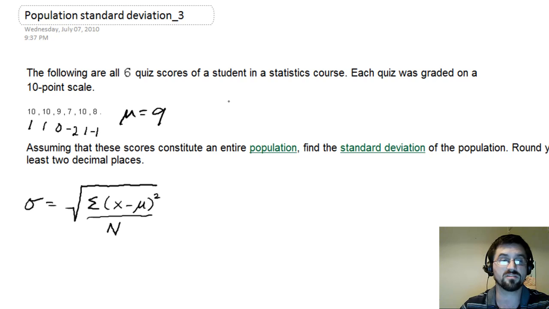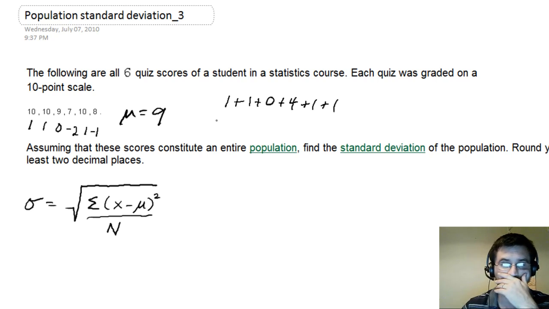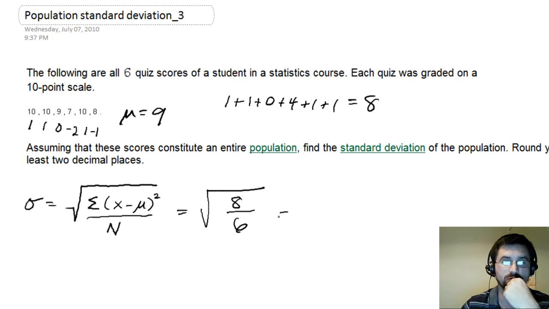Now we need to do the sum of the squares of those differences. So let's do 1 plus 0 plus 4 plus 1 plus 1, because I'm squaring all these over here. Well, that comes out to 8. And that is what my numerator is here. 8, which I'm dividing by 6, and I'm going to square root that.